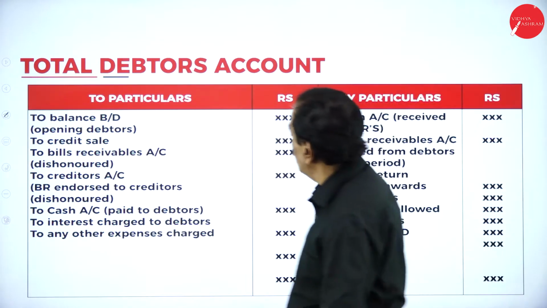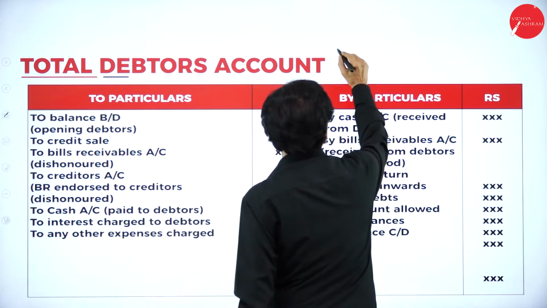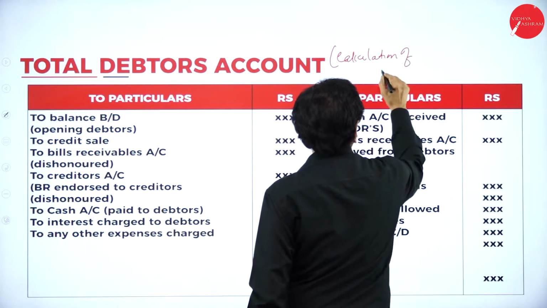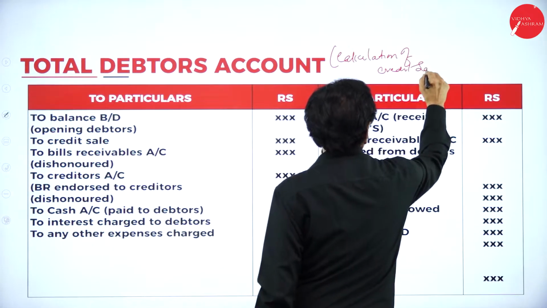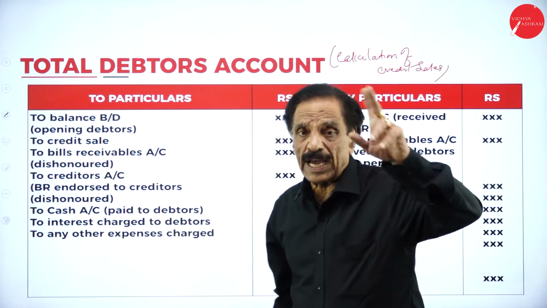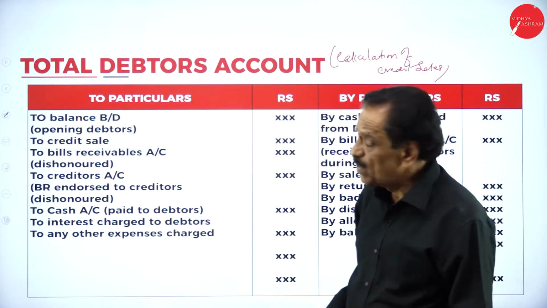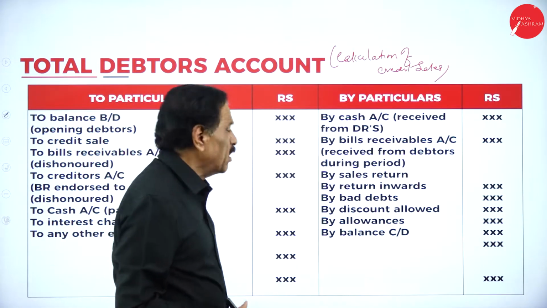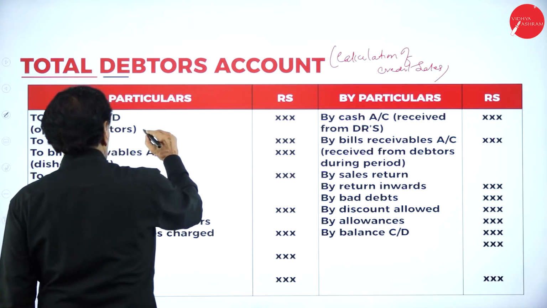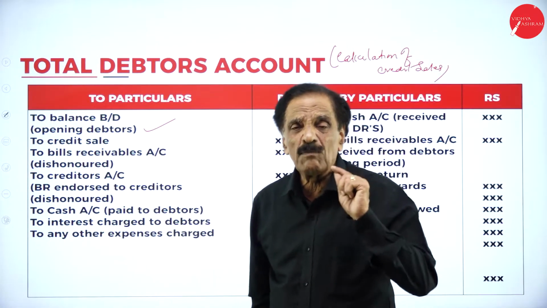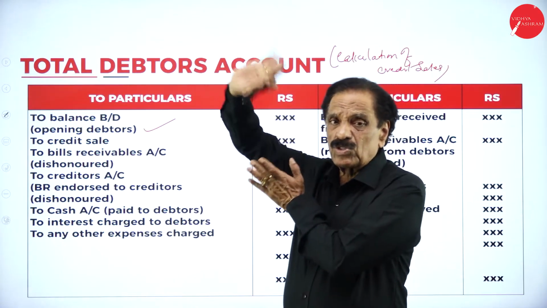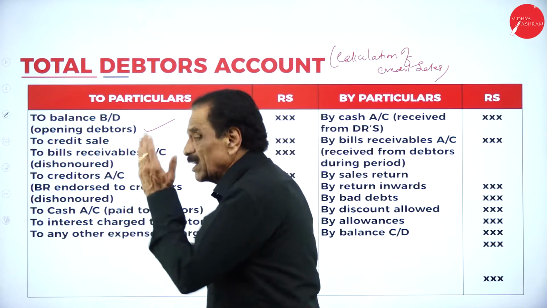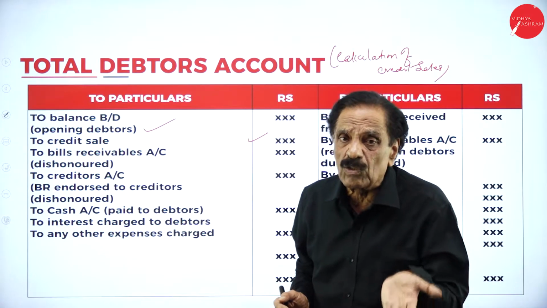The debtor account is nothing but the calculation of credit sales. Cash sales go to the cash book; this is in favor of credit sales. So you can start with the debtor account, which means customer account. To balance brought down, this is your opening debtor, meaning at the beginning of the year, how much money he has to pay. The closing debtor at the end becomes the opening debtor now. So when you make a credit sale, your debtor account will be raised.